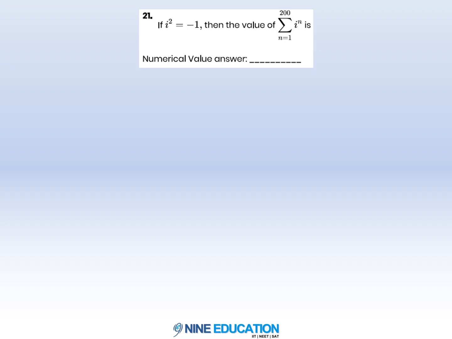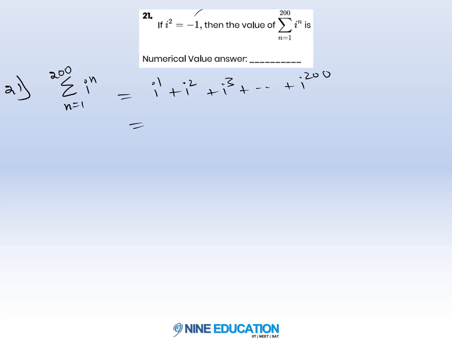Let's discuss question number 21. I square value is given. We are supposed to find the sum of I power n, with n from 1 to 200. Let's open the sigma and substitute n value as 1 first. It is I power 1 plus I square plus I cube, so on, up to I power 200.